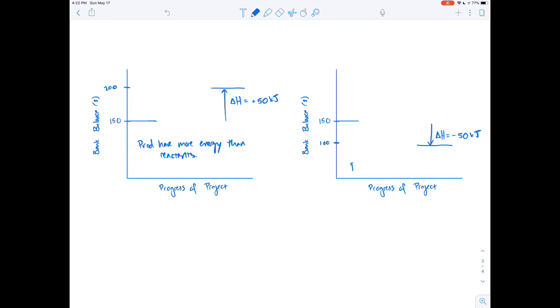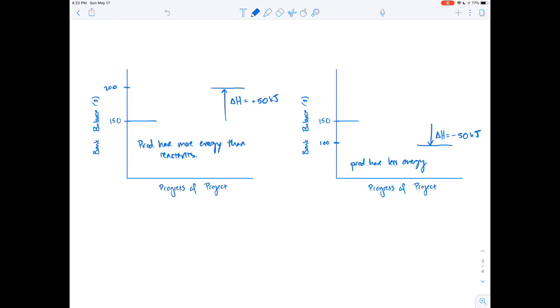Okay, whereas in this case, the products have less energy. Okay, and this is completely ignoring the bonds, the energy required to make and break the bonds. But I hope that this part makes sense. This one on the left is endothermic because energy is being absorbed by the system. So how does that relate to bonds then?